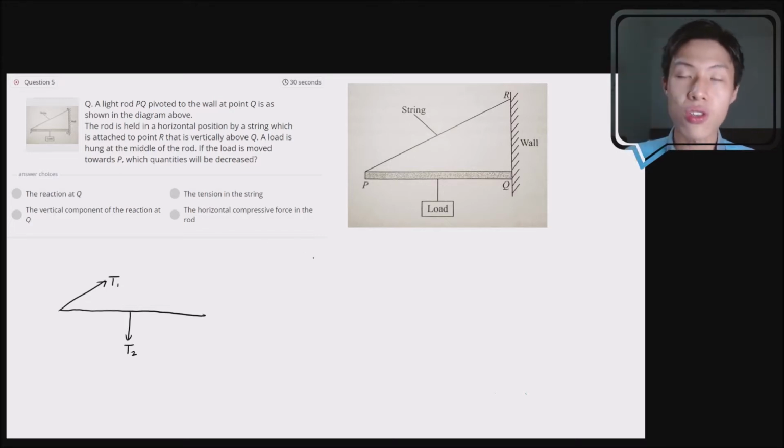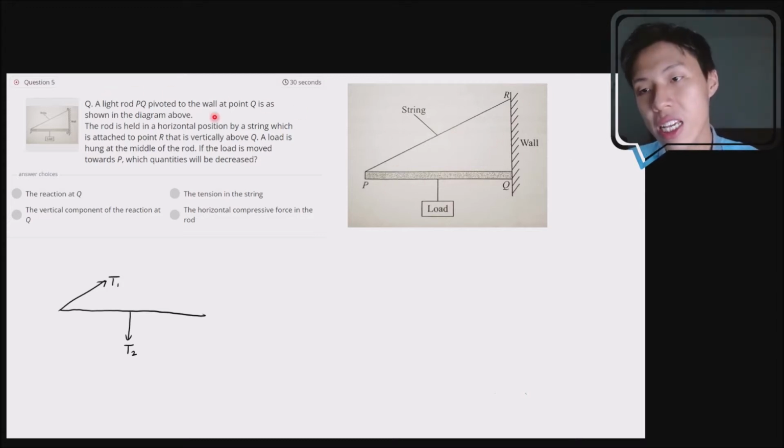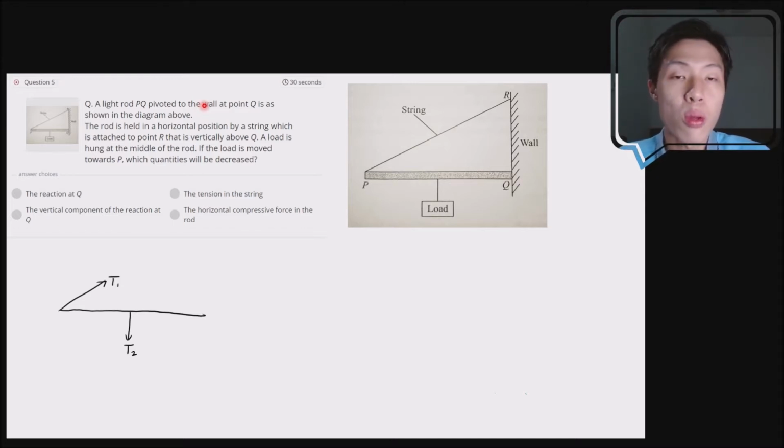Okay, the third question to ask ourselves is whether there's any force being explicitly stated in the question or in the diagram. Well, in the diagram, they didn't mention any kind of external force. In the question, they didn't mention there's any kind of external force being exerted on the system. So in that case, there will be no external force. We move on to the fourth question.